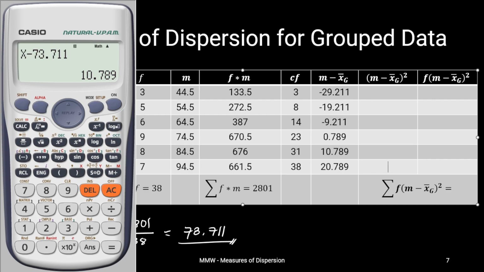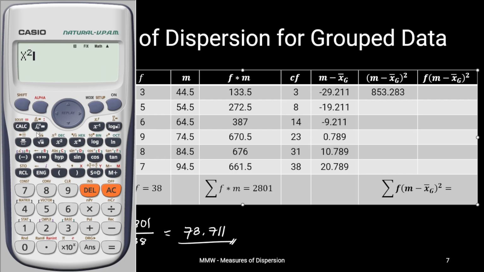So dun tayo sa pangalawa. So we have negative 29.211. Okay, so squared, that's equivalent to, kahit ano na lang, 3 decimal places. So para mag-auto na 3 decimal places yung calculator ninyo, shift, setup, fix, 0 to 9. So lagay nyo lang 3. Para at least diretso 3 decimal places na agad. So we have 853.283.